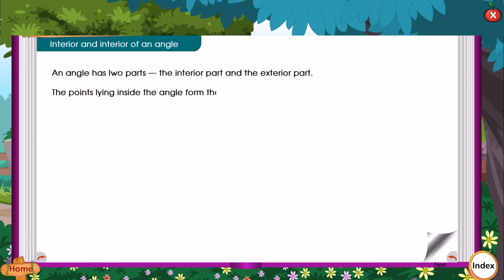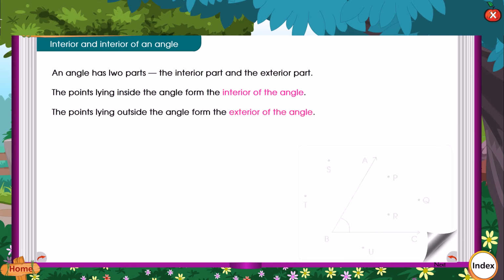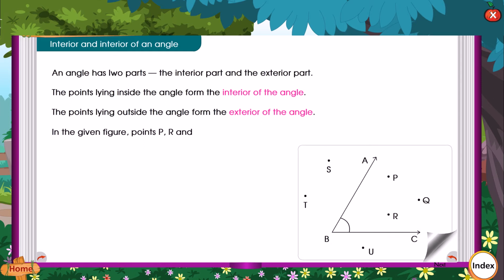Interior and exterior of an angle. An angle has 2 parts, the interior part and the exterior part. The points lying inside the angle form the interior of the angle. The points lying outside the angle form the exterior of the angle. In the given figure, points P, R and Q are in the interior of angle ABC, and points S, T, Q are in the exterior of the angle ABC.